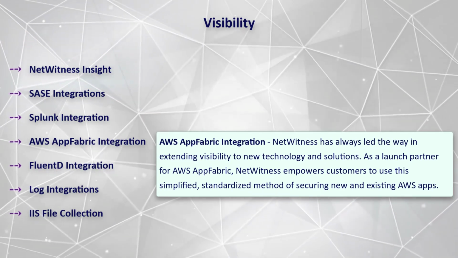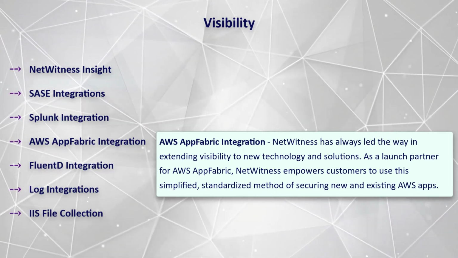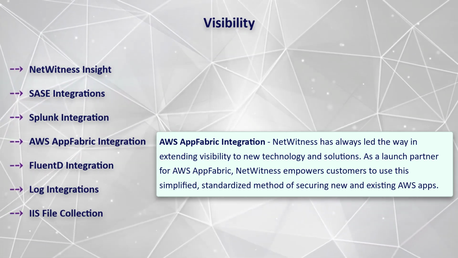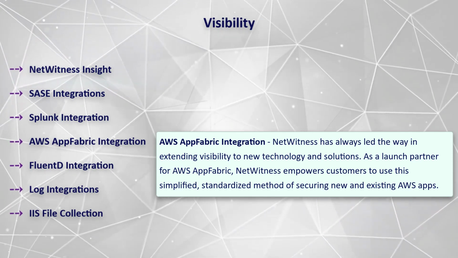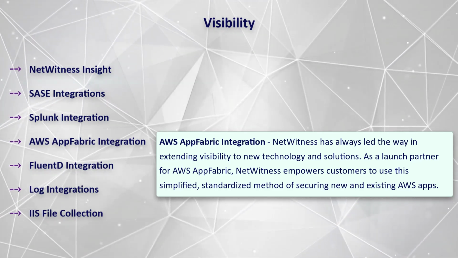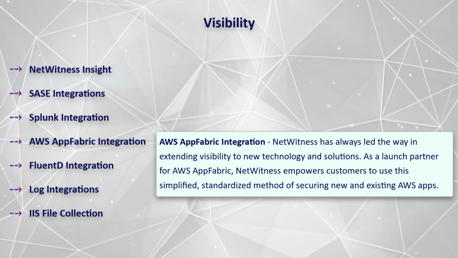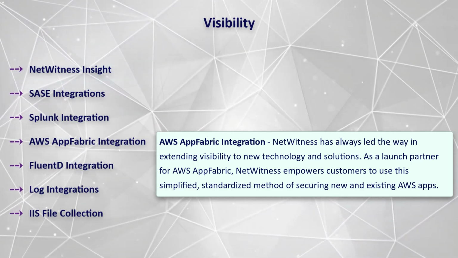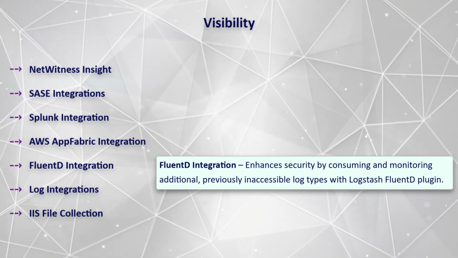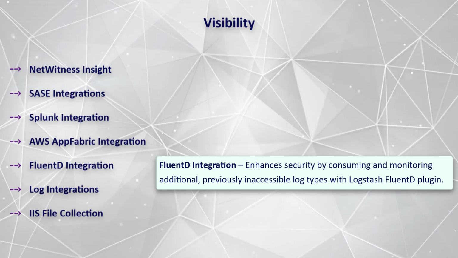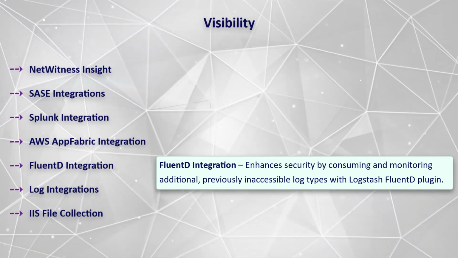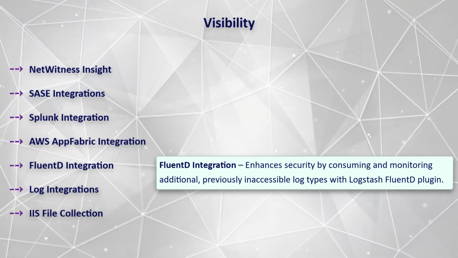AWS App Fabric integration. NetWitness has always led the way in extending visibility to new technology and solutions. As a launch partner for AWS App Fabric, NetWitness empowers customers to use this simplified standardized method of securing new and existing AWS apps. FluentD integration enhances security by consuming and monitoring additional, previously inaccessible log types with Logstash FluentD plugin.